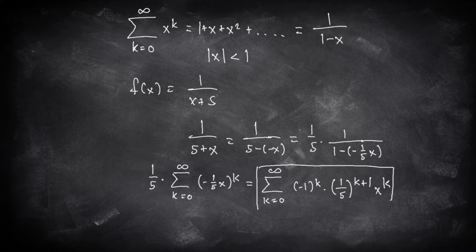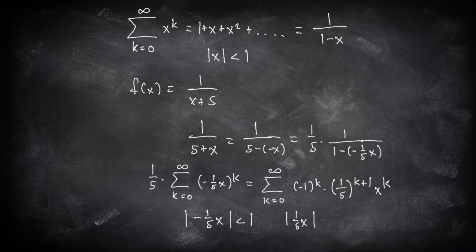And the last thing we have is that the radius of convergence is different now because it's not x anymore. It's negative 1/5 x. So since it's absolute value, we keep it positive. So that is just the absolute value of 1/5 x less than 1. So that means the absolute value of x has to be less than 5. So that means our radius of convergence is not 1, it's 5 for this equation.